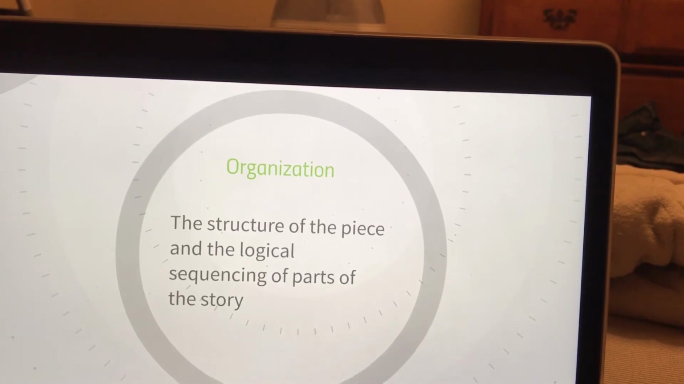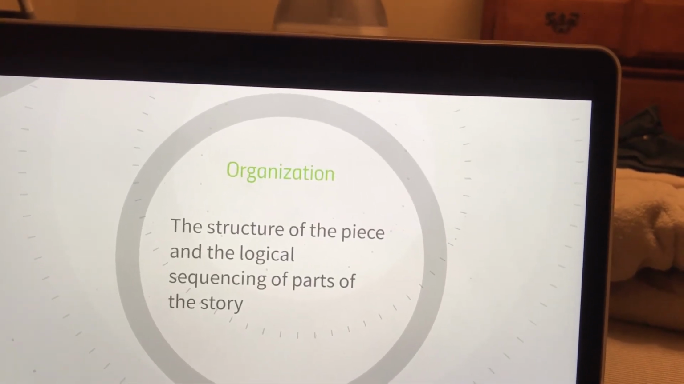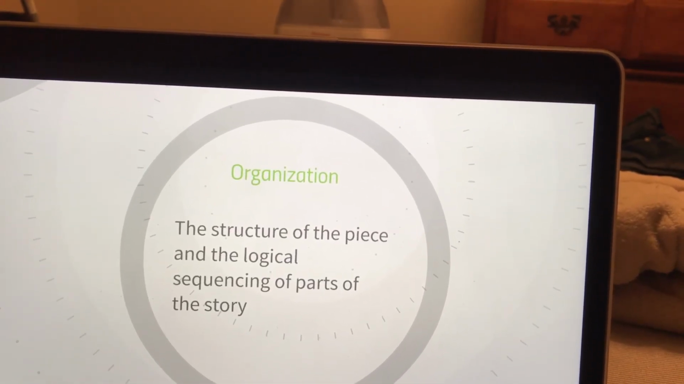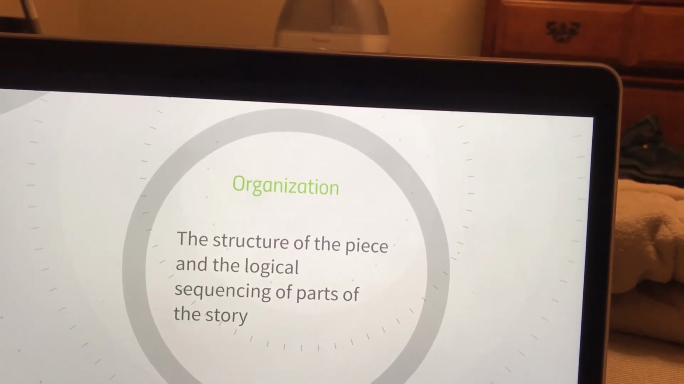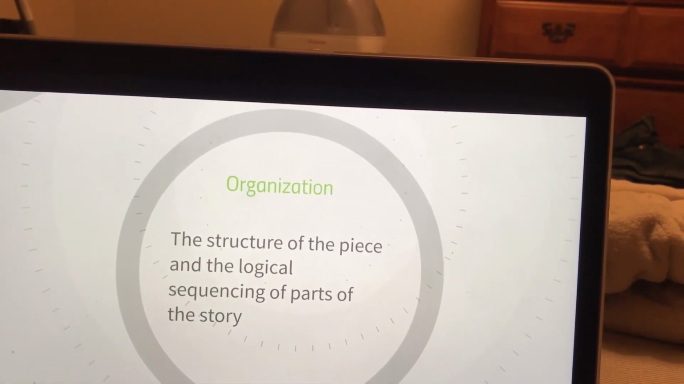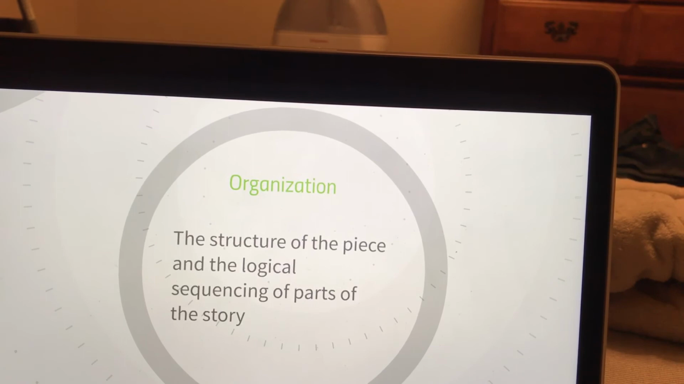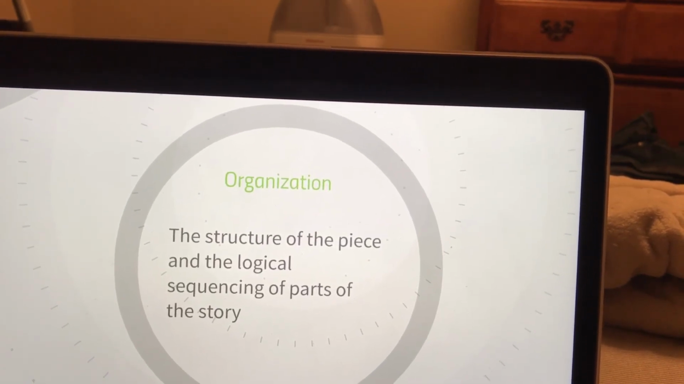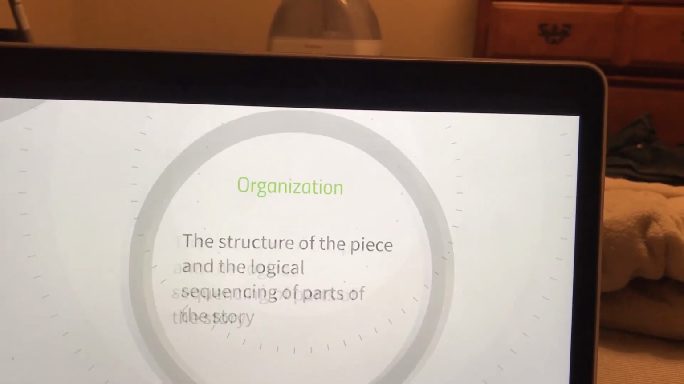The organization of a piece is the structure of it. Without a solid structure, a building would fall down. It would also not make sense to put the basement on the second floor of a house. Like a house, a piece of writing needs to be in the right order and in a logical sequence.